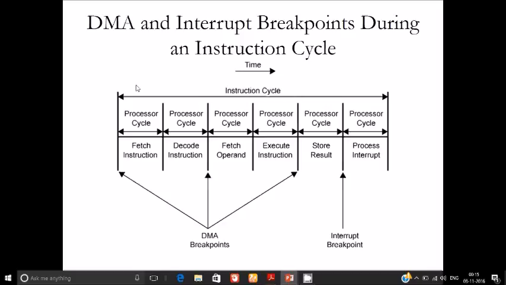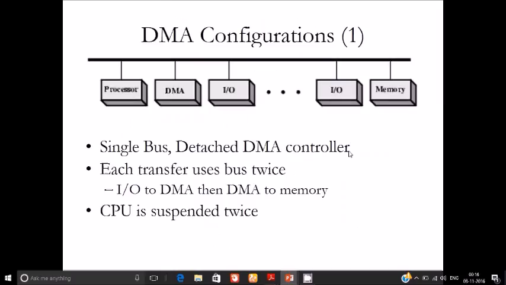DMA breakdown during the instruction cycle. So this is the processor cycle, and in this processor cycle it will fetch the instruction, decode it, fetch the operand, and execute the instruction. For everything it will have some breakpoint, and this is the interrupt breakpoint. You can see this is the interrupt breakpoint.